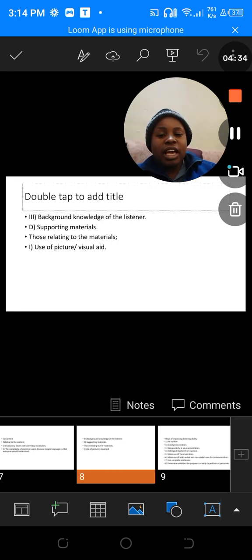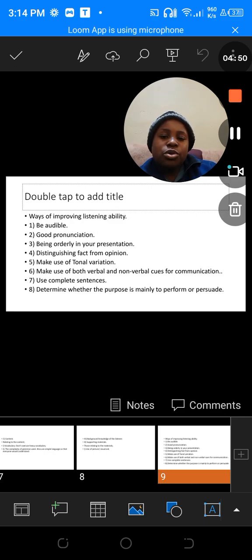Another thing is the background knowledge of the listener regarding the content. On the supporting materials, this relates to materials such as pictures and visual aids. So let's go to ways of improving listening ability.